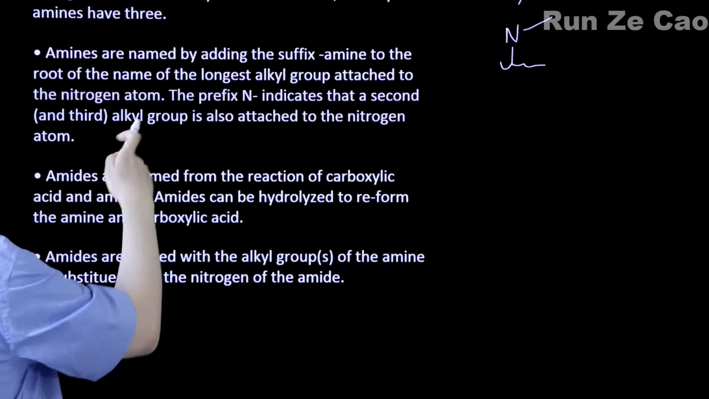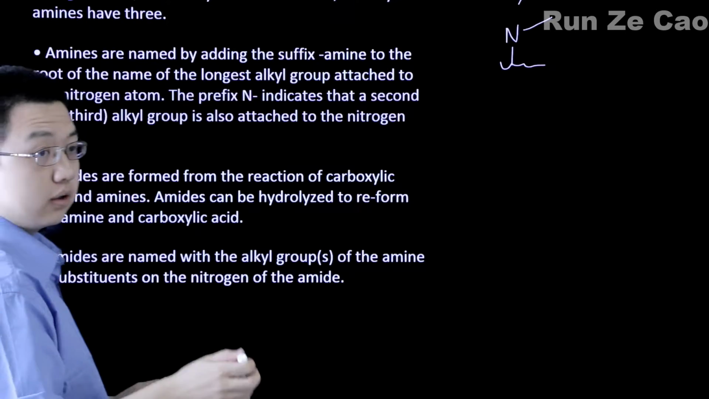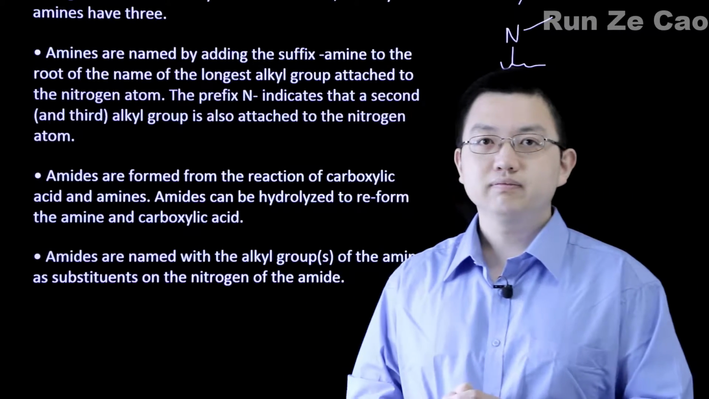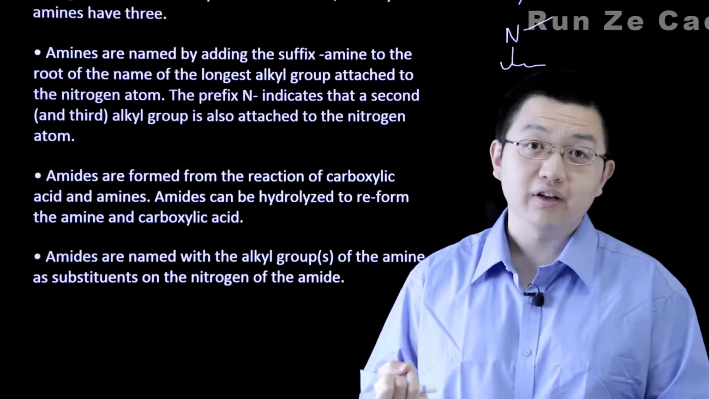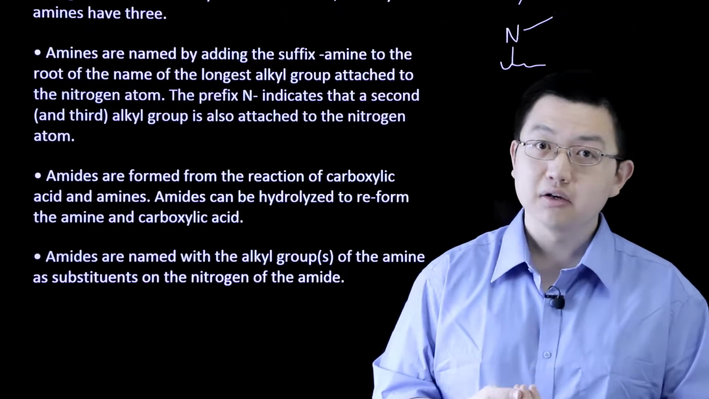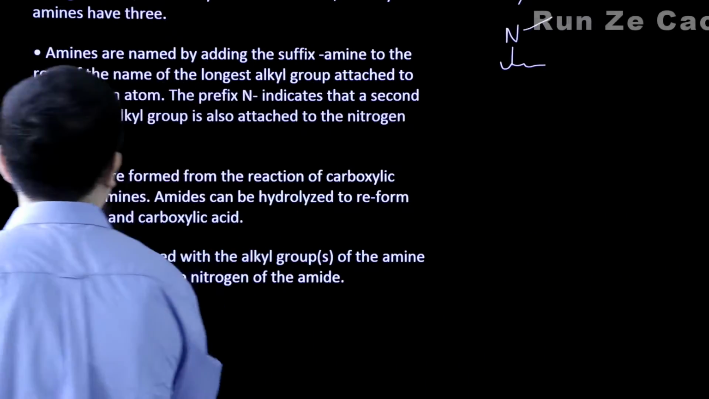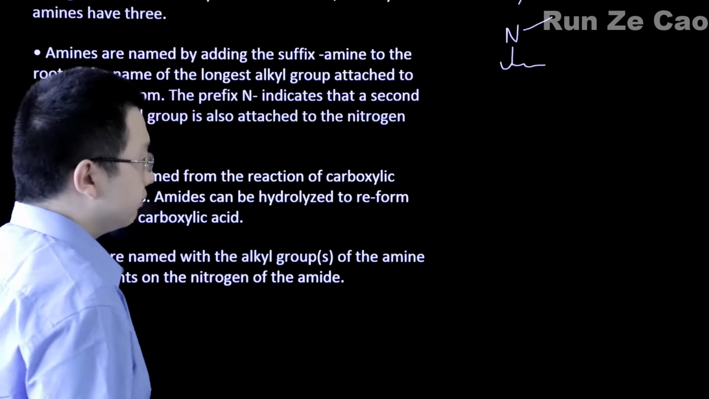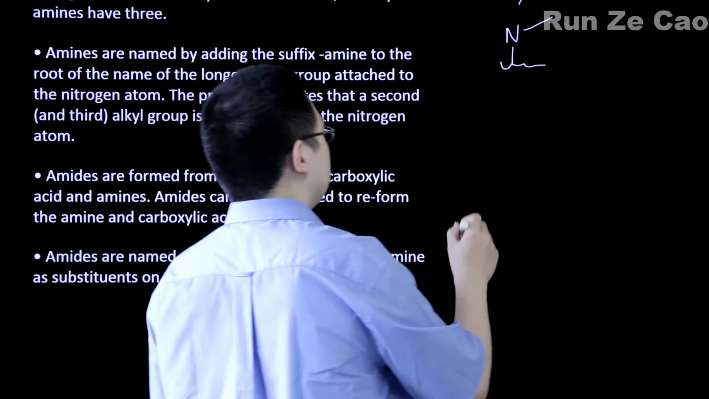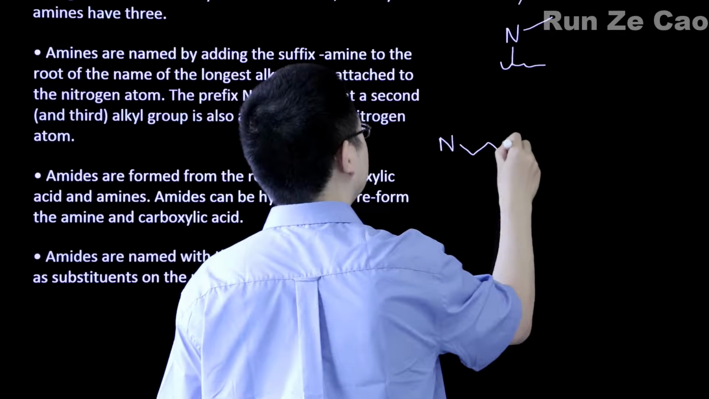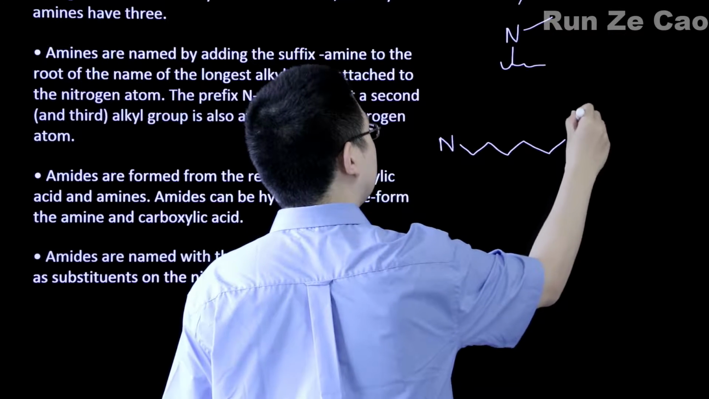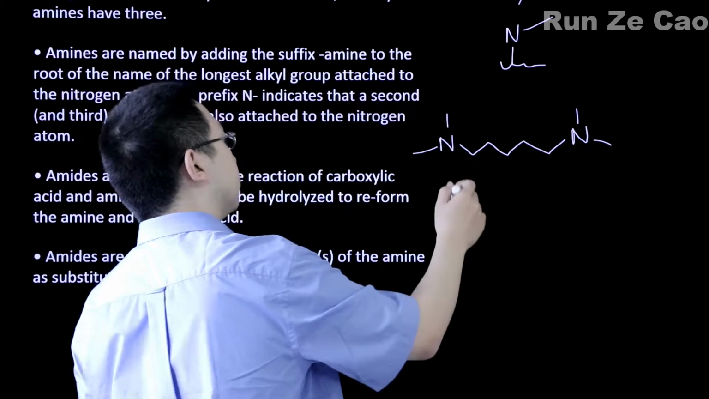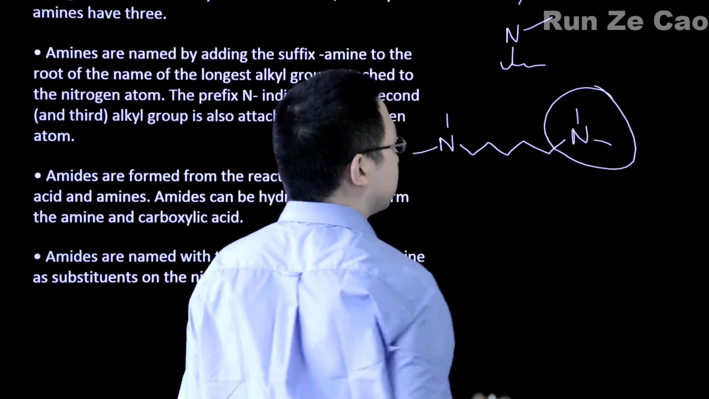Now, the prefix N would indicate that a second or third, or, well, third is it. Because, well, first of all, even for carbon, third is it, because it has to have a main chain leading in. And, well, these are alkyl groups that are also attached to the nitrogen atom. What happens, though, when you have, say, multiple? Say something like this. Well, you choose one that you say is more important, and you name the other one as a substituent.